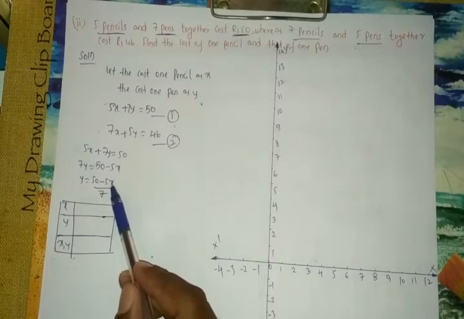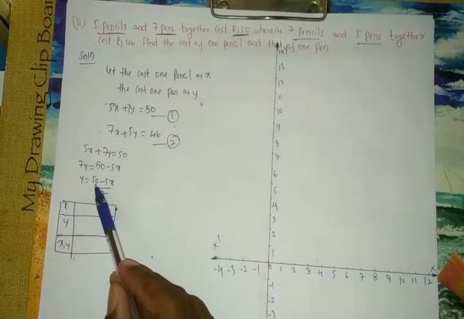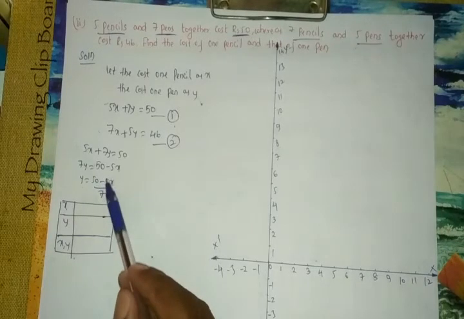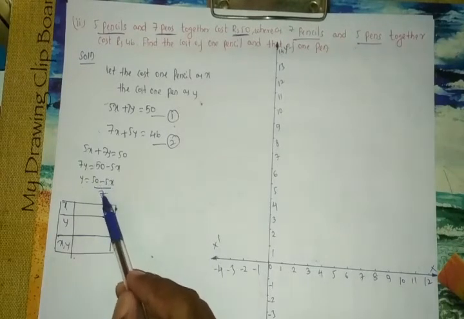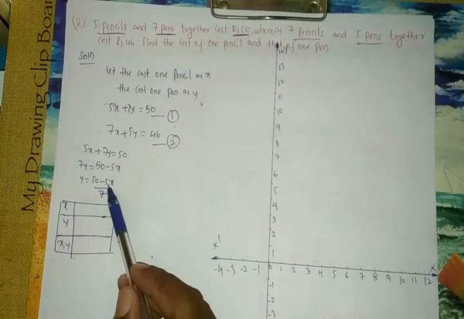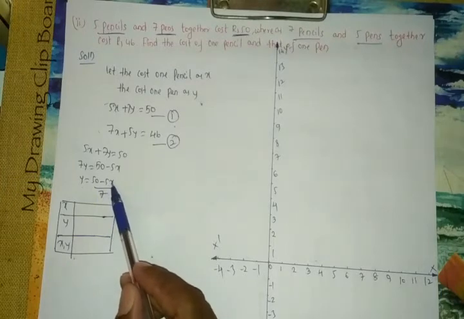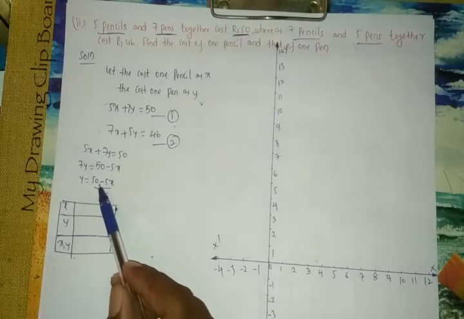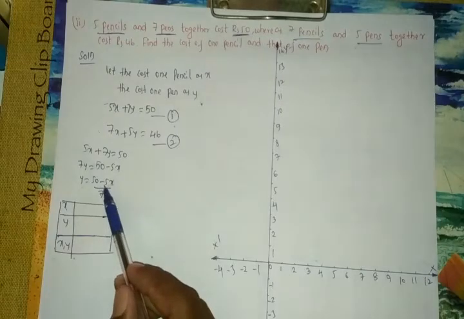Then I will take the value of x as 1. When I take x as 0, it will be 50 by 7, which is not divisible. When I take x as 1, it will be 50 minus 5, which is 45. Again, it is not divisible. If I take x as 2, this will be 10, so 50 minus 10 is 40, which is not divisible.